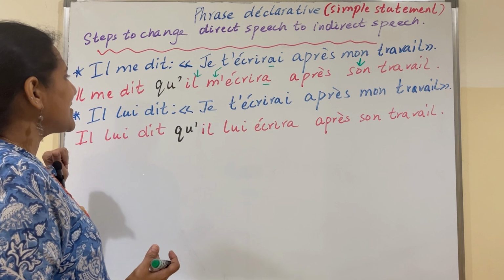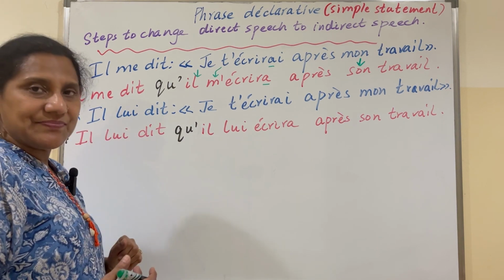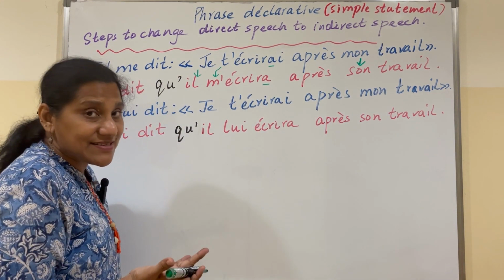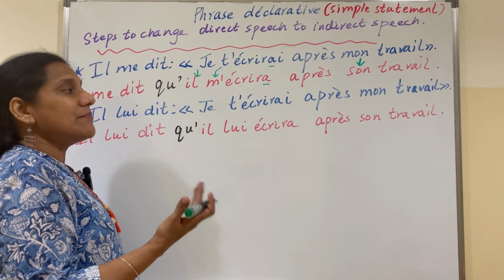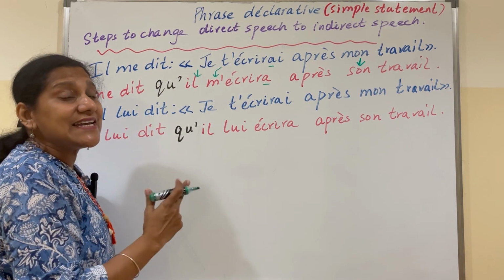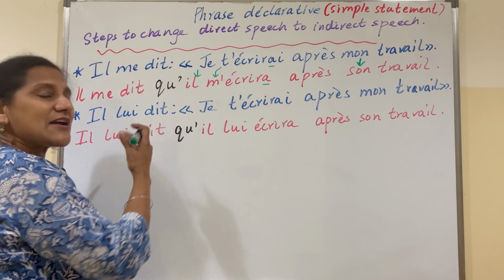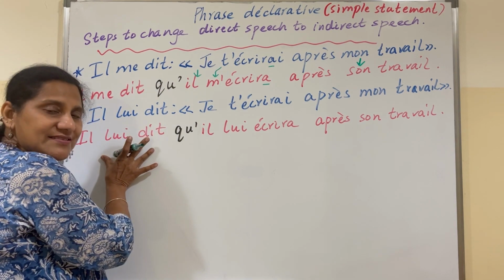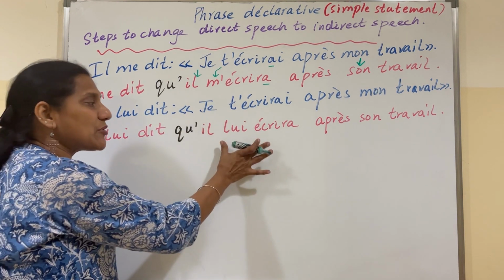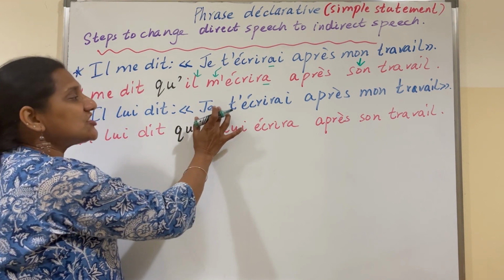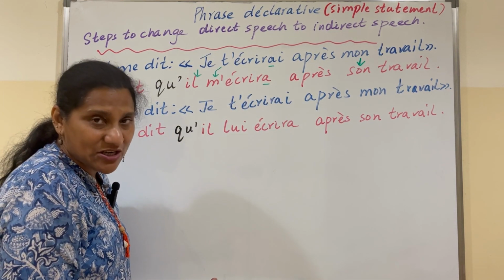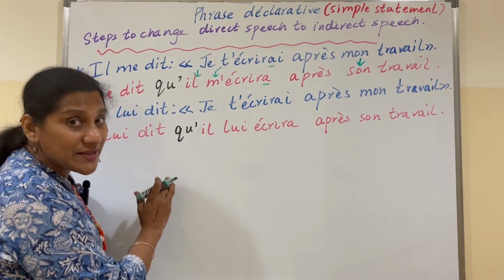Now, let's look at another example. Il lui dit, he tells him, je t'écrirai après mon travail. The same sentence. I'm going to write to you after my work. But here the main clause tells me, il lui dit, he tells him. So, what does my rule say? Write out the main clause, remove the colon and the inverted commas, join the main clause with the subordinate clause using que, and change the subject pronoun, the verb, the possessive adjective in the subordinate clause according to who's talking to whom in the main clause.